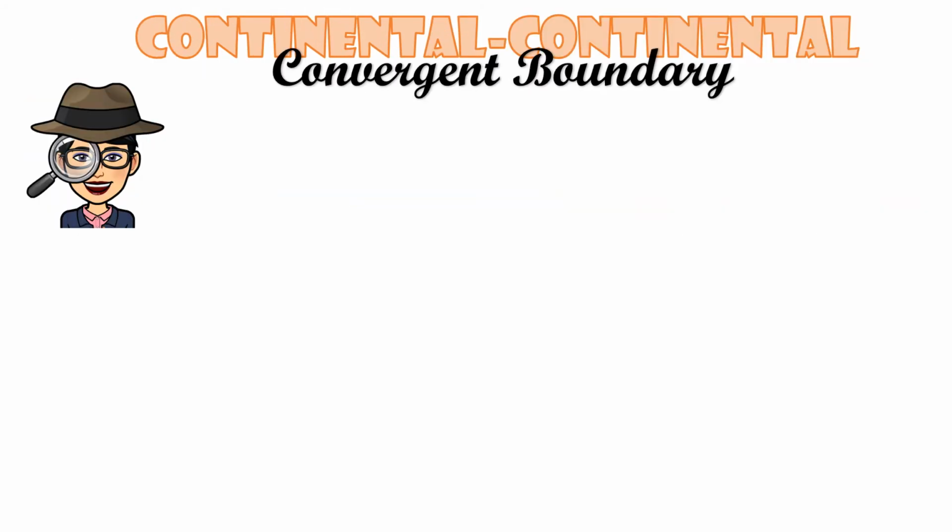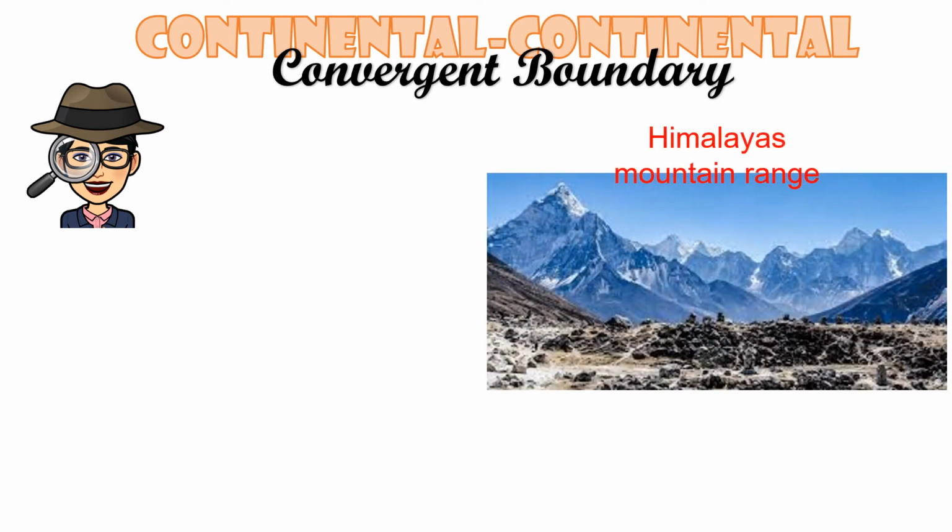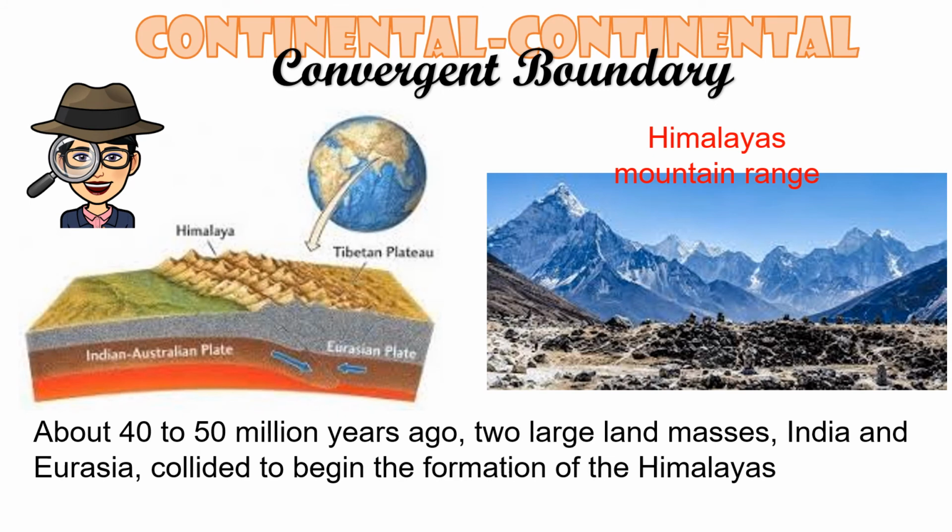An example of geological feature brought about by the collision of two continental plates along a convergent plate boundary is the Himalayas mountain range. Mount Everest is the highest mountain in the world, and it is a peak in the Himalaya mountain range. The Himalaya was formed 40 to 50 million years ago by the collision of the Indian plate and the Eurasian plate.